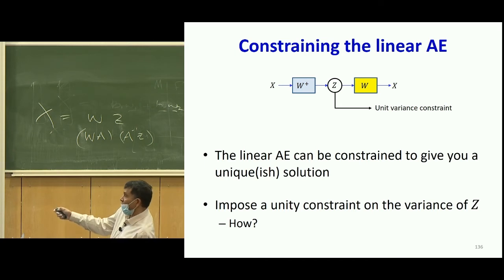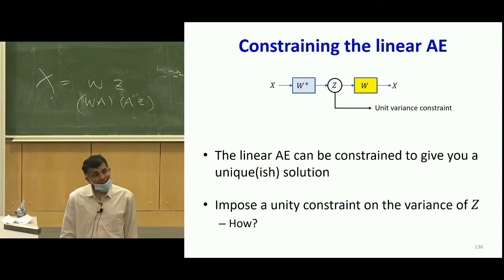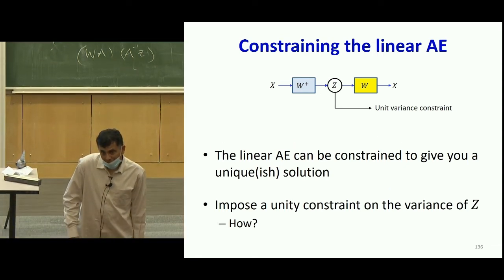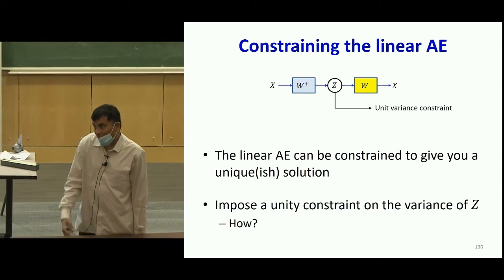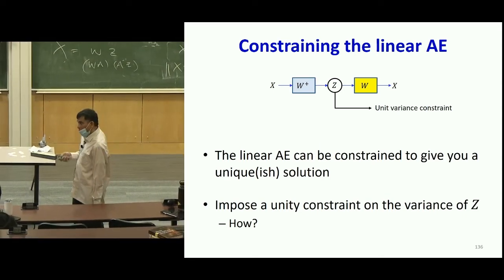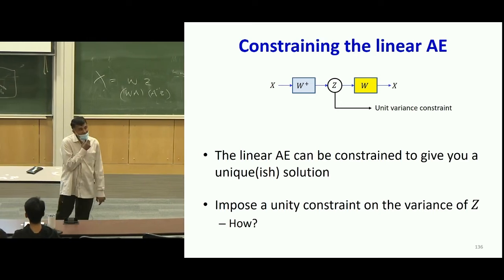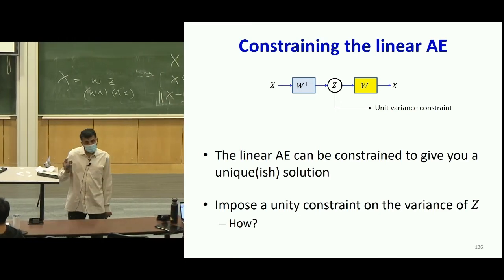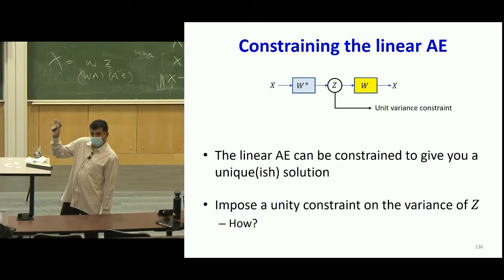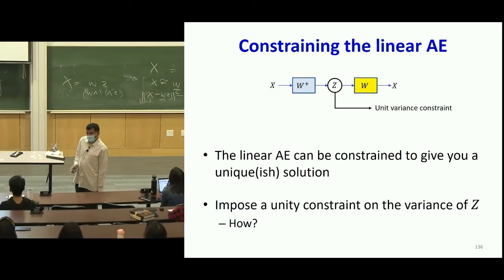I'm trying to find the W. And I could just do this by directly minimizing the error between the input and the output. But that solution is not unique. There are many different solutions, and they all represent the same subspace. If I want uniqueness further, I can impose some constraint on Z and say that Z must have 0 mean and unit variance. But this is still just your regular autoencoder, right?